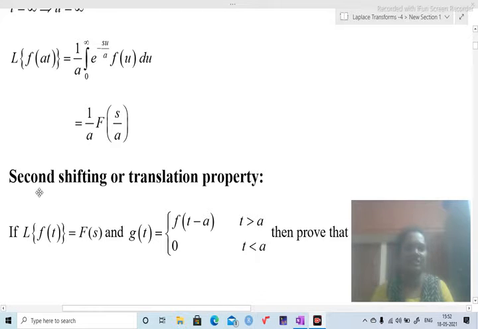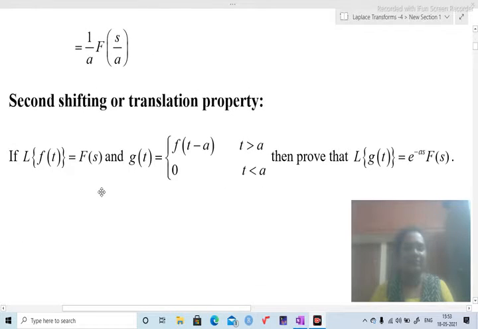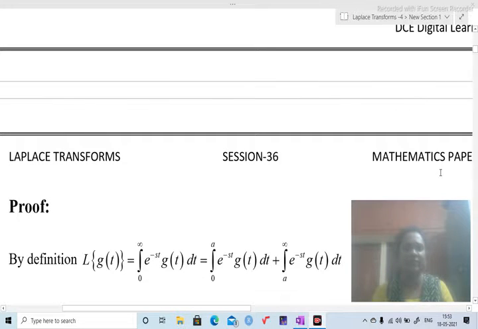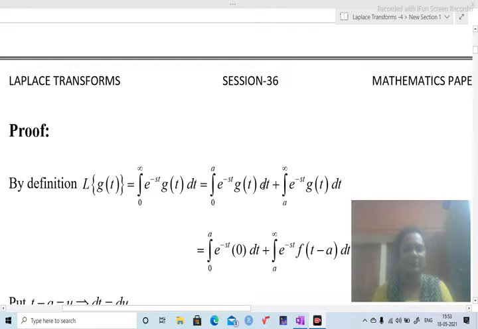Second shifting property or translation property. If L of f of t equal to F of s and g of t equal to f of t minus a, t greater than a, 0 if t is less than a, then prove that L of g of t equal to e power minus as into F of s. Proof of second shifting property.